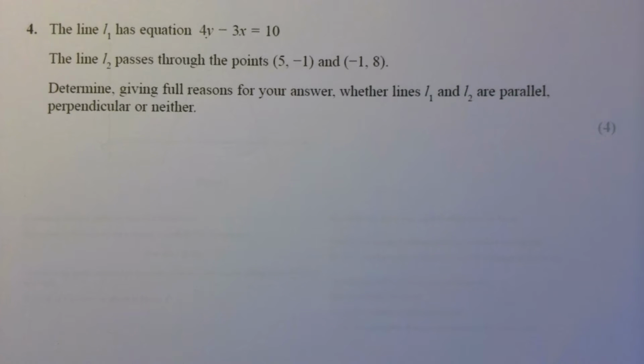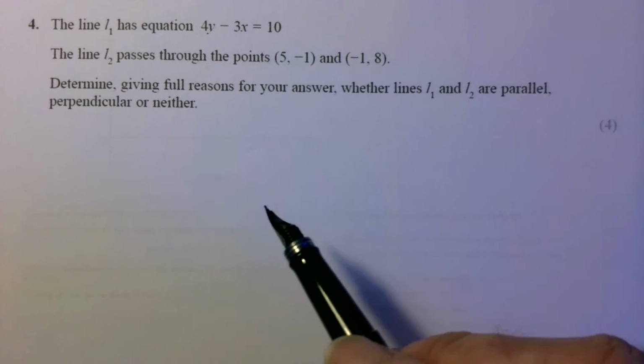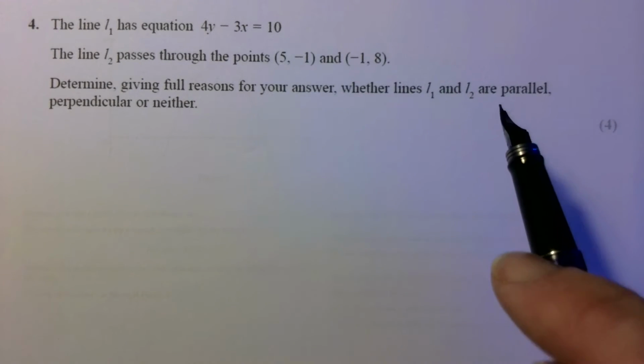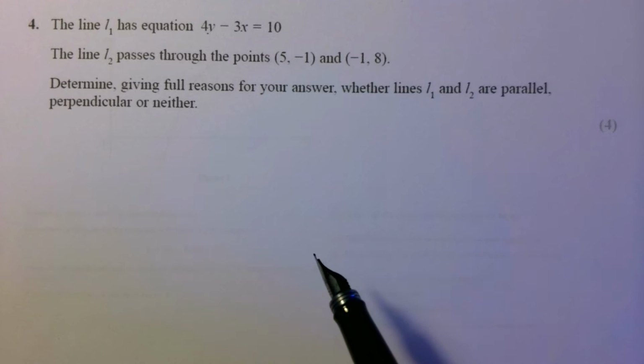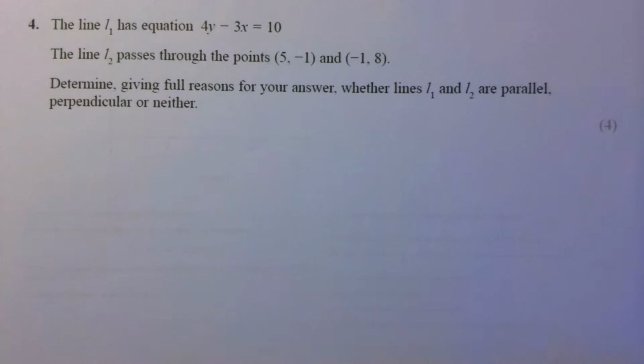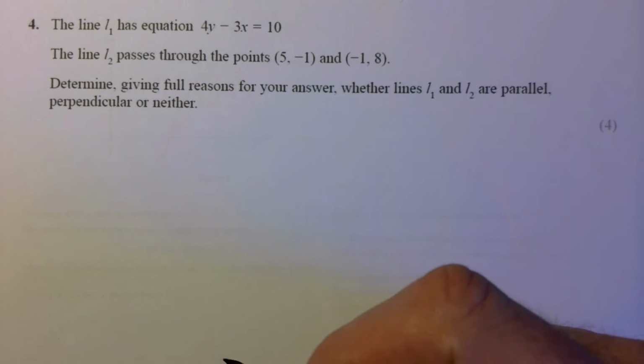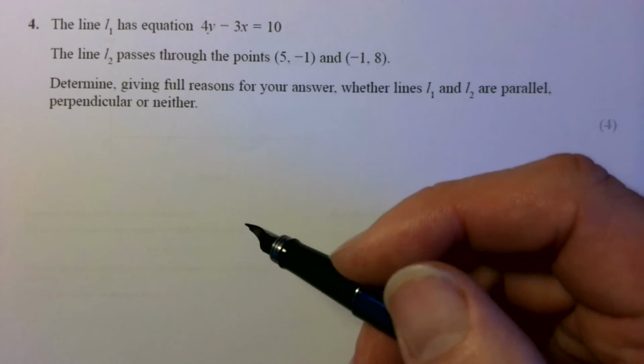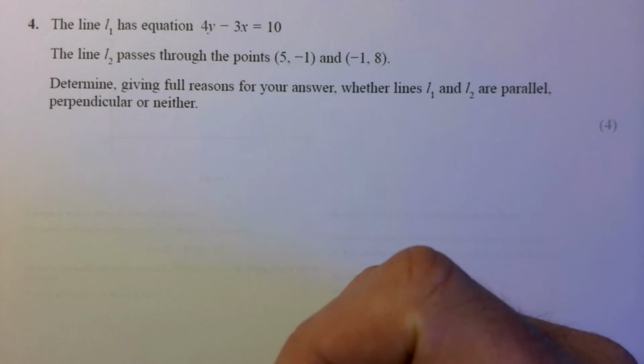So here's a nice little question about gradient. We've got two lines. We've got to work out the gradients of both of them so that we can say whether they're parallel, perpendicular or neither. Because if they're parallel, they'll have the same gradient, and they'll have the negative reciprocals if they are perpendicular.